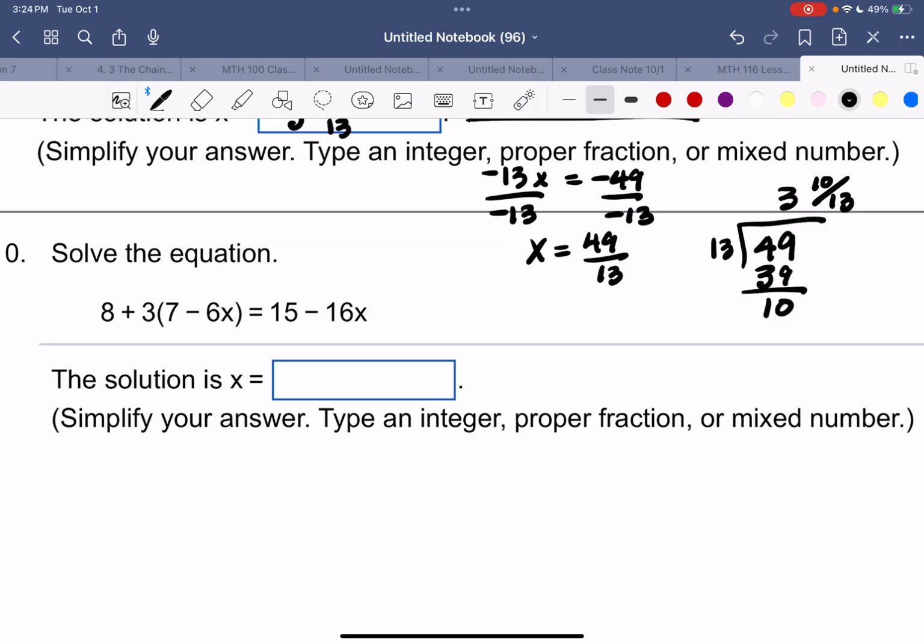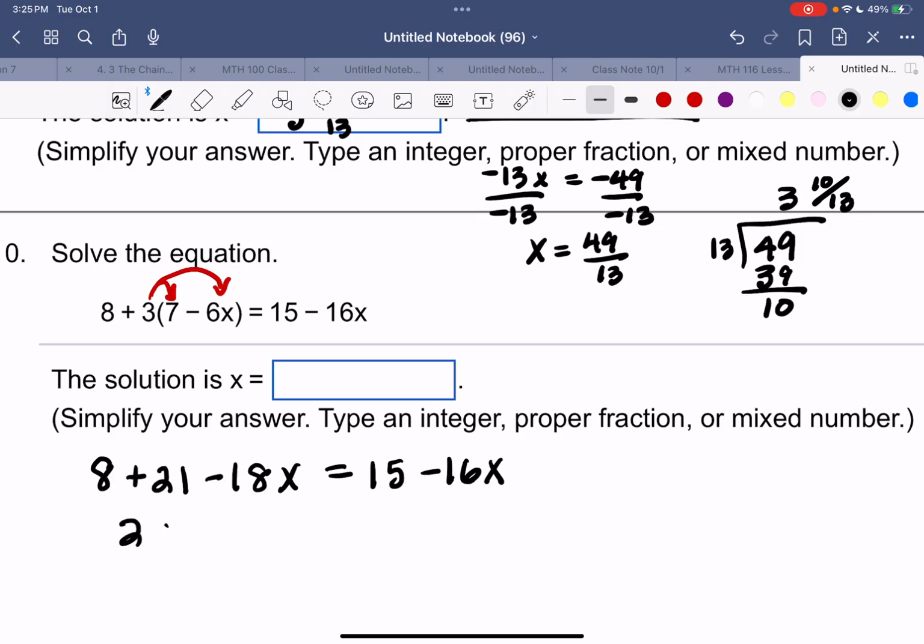And the last one, number 10. Be careful here. You have to distribute first. It's very tempting to try to add the 8 and 3, but this 3 has to go times that 7 and then times that negative 6 first. So 8 plus 21 minus 18x equals 15 minus 16x. So that's 29 minus 18x equals 15 minus 16x.